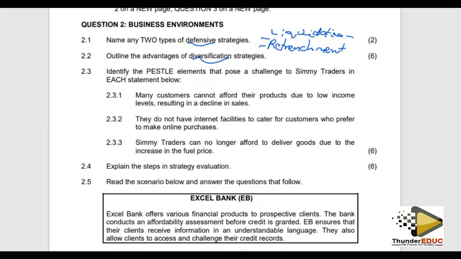Okay, right. So now, having explained all the aspects that appear under PESTEL, it is going to be very easy for us to engage in these questions that follow: 2.3.1, 2.3.2, 2.3.3. The first one: many customers cannot afford their products due to low income levels, resulting in a decline in sales. The moment it addresses the issue of customers, this one calls for what? It calls for social. I explained it already.